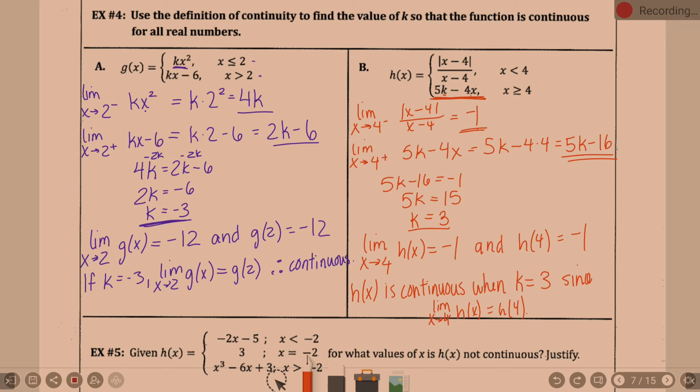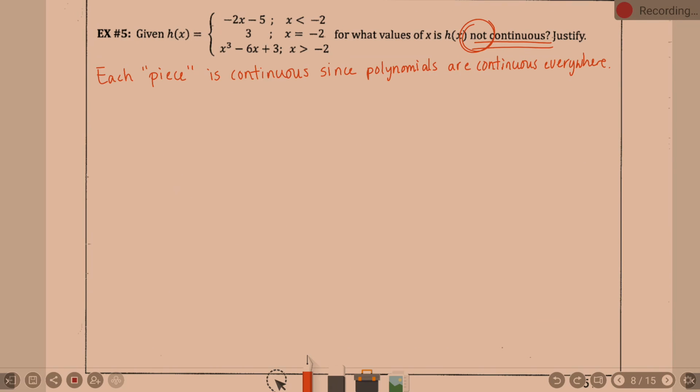Okay. Now, as we think about justifying, we're looking for something not being continuous, right? So we've got to consider the point h of negative 2. If each of these pieces are continuous, our big concern is where they all come together, where they meet or don't meet. What do you know about h of negative 2? It is defined to be 3, yes?